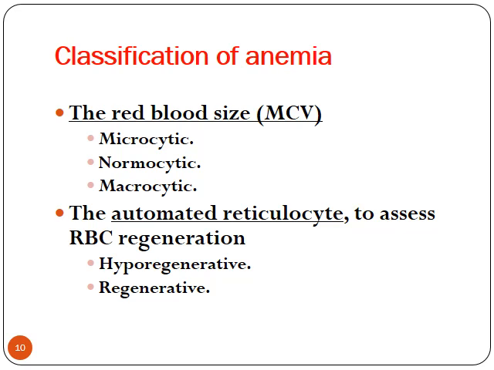As we have mentioned, anemias can be classified either by size, microcytic, normocytic, or macrocytic, depending on the MCV, or by the reticulocytes to assess red blood cell regeneration, either hyporegenerative if there is a decrease in reticulocytes, or regenerative if there is an increase in reticulocytes, which means that there might be some sort of early destruction of the RBCs.